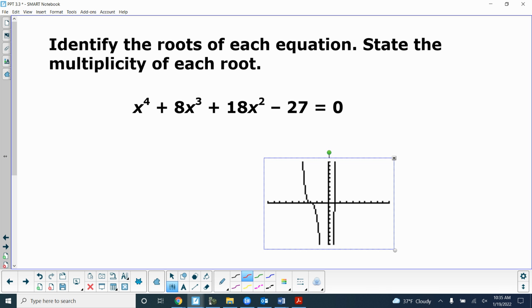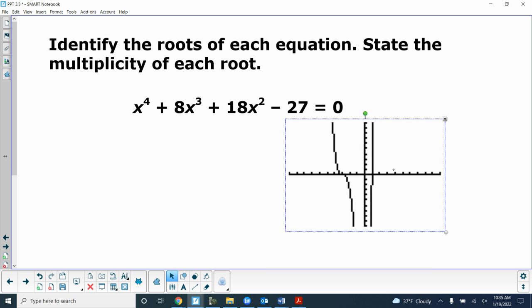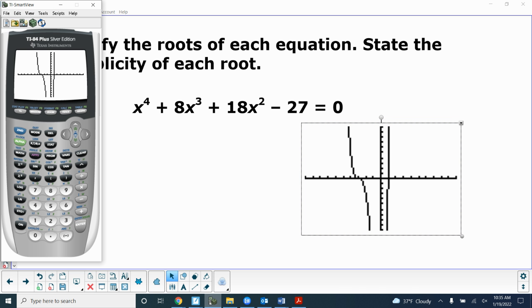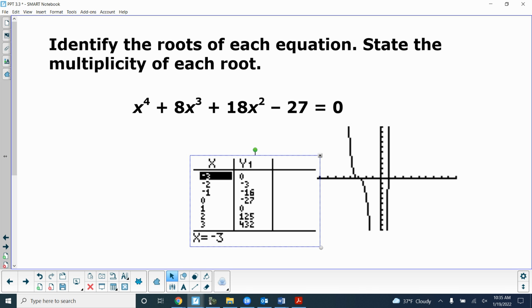At 3, right? Odd multiplicity. What am I thinking at that positive number there? It only works once, right? It looks to me like -3 and a +1. Where could I check real quick to make sure I'm right? The table. So hit the second graph for table. -3, there's a 0, and +1, there's a 0. So I was right in thinking that.